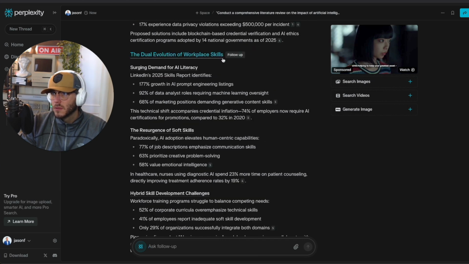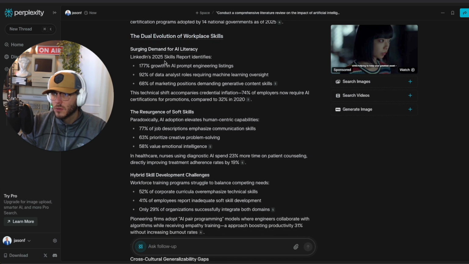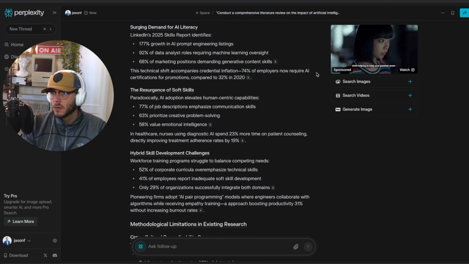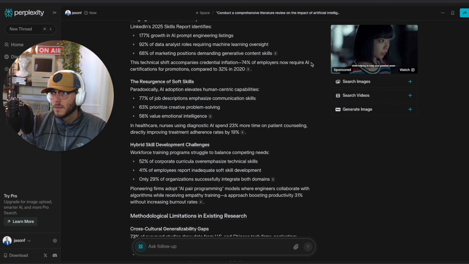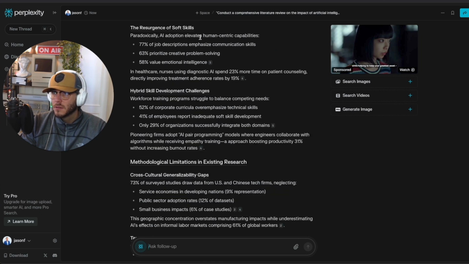So we have dual evolution of workplace skills. So LinkedIn's 2025 skills report shows 177% growth in AI prompt engineering listings, 92% of data analyst roles requiring machine learning, 68% of marketing positions demanding generative content skills with AI. 74% of employers now require AI certifications for promotions compared to 32%. AI has also elevated human-centric capabilities with the resurgence of soft skills, so communication skills, problem-solving, and emotional intelligence.